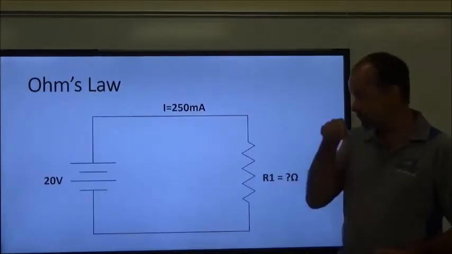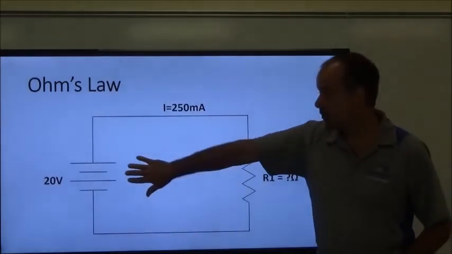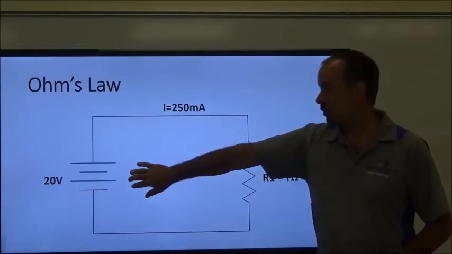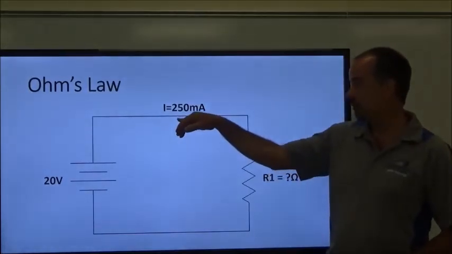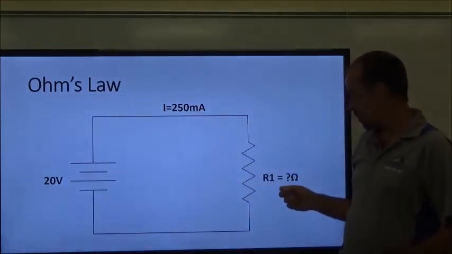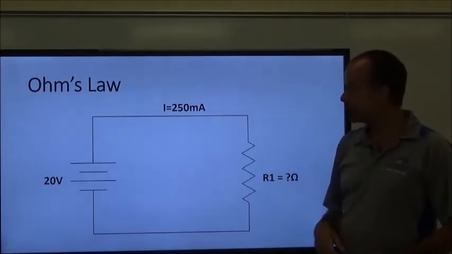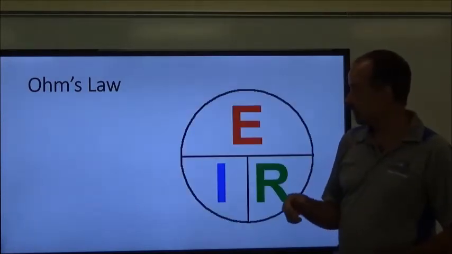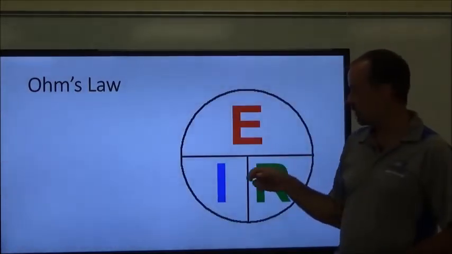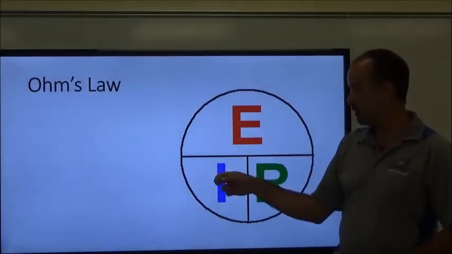So let's do another one. So now my voltage is 20 volts, my current is 250 milliamps, and so I want to find for my resistance. So go back to my wheel. I'm trying to find for resistance, so that tells me I need to divide the voltage by the current.